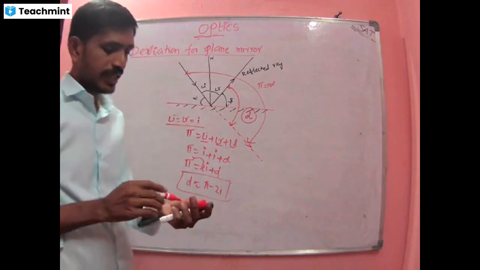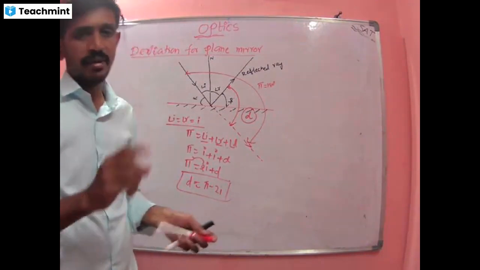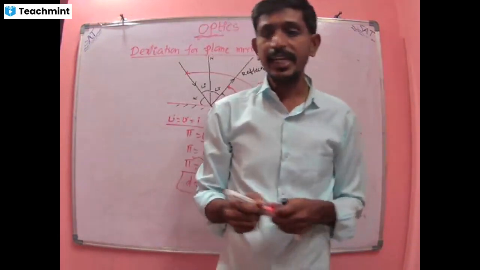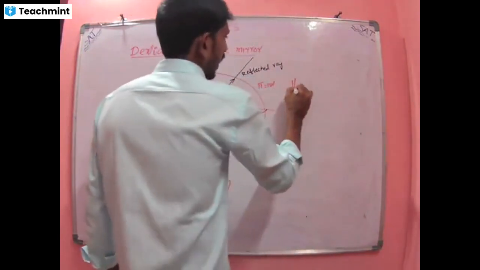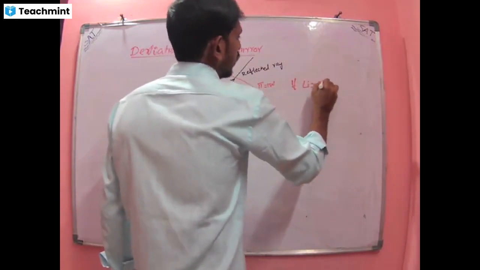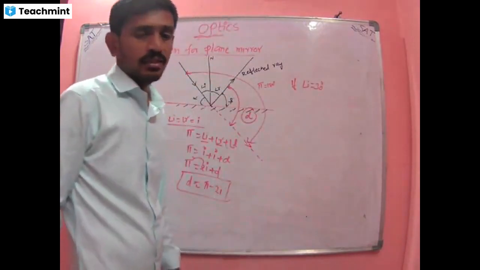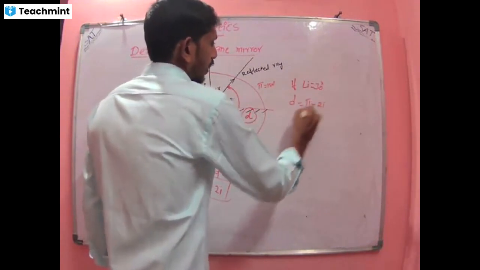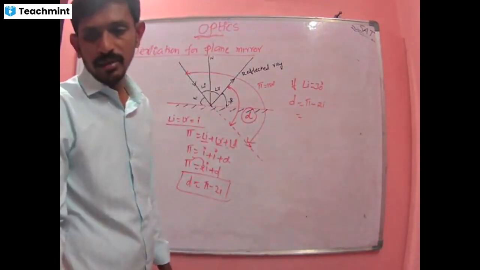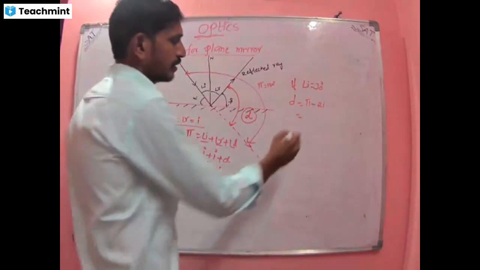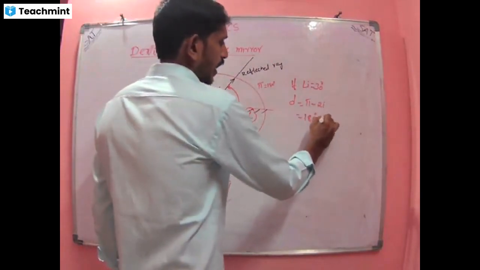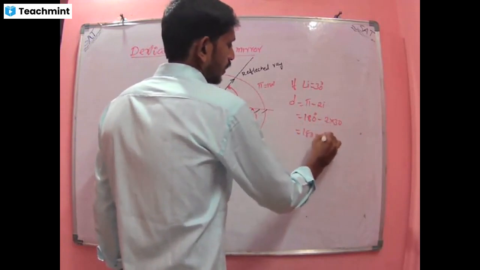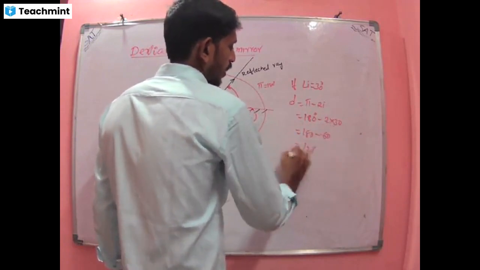In the MHT-CET examination, for a single plane mirror, the angle of incidence is 30 degrees. If the angle of incidence i is equal to 30 degrees, what is the angle of deviation? The formula is simple: D is equal to pi minus 2i. Pi means 180 degrees, and 2 into i means 2 into 30, which is 60. So 180 minus 60 is 120 degrees, my deviation angle.